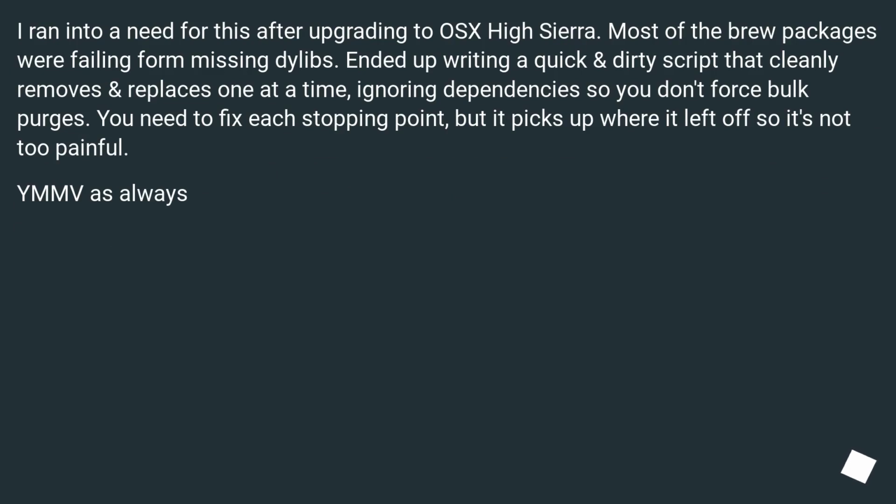I ran into a need for this after upgrading to OS High Sierra. Most of the brew packages were failing from missing dylibs. Ended up writing a quick and dirty script that cleanly removes and replaces one at a time, ignoring dependencies so you don't force bulk purges. You need to fix each stopping point, but it picks up where it left off so it's not too painful. Enjoy, as always.